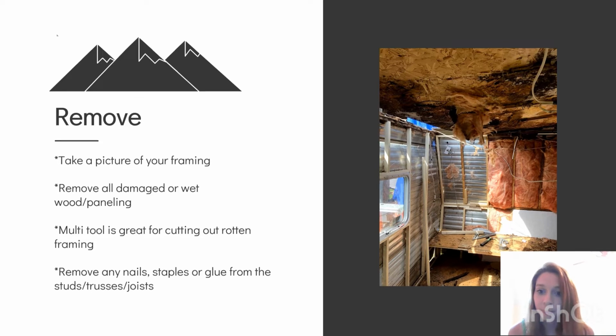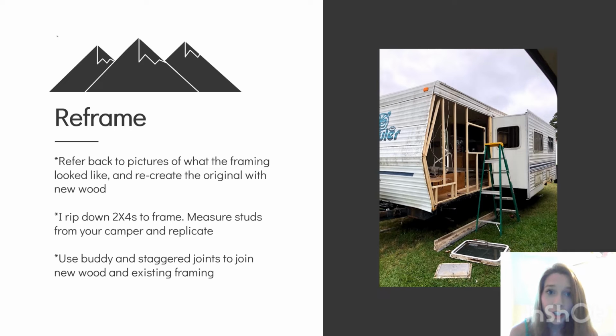Now, after all of your damaged wood and framing is removed, you're going to want to rebuild your frame. I usually like to work piece by piece until all the framing is repaired. Definitely refer back to that picture that you took of your framing so you can have an idea of how it all goes back together. Basically, I measured the dimensions of my original framing and ripped down 2x4s to that same size to rebuild it. I use overlapping and staggered joints to join the new wood into the existing framing. I'll go into more detail about what I call a buddy joint in a few minutes, so definitely keep that in the back of your mind.